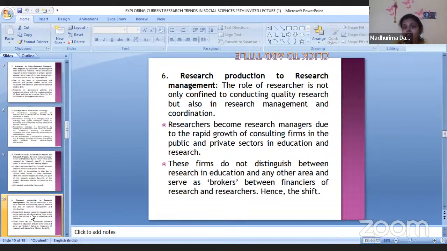And when they are acting as brokers, when the line between research in education and other areas is becoming blurred, then the importance of quality research is decreasing, unfortunately. But this shift is definitely taking place from research production to research management because of the onset of private consultancy firms. Okay, which is very, very important to know.